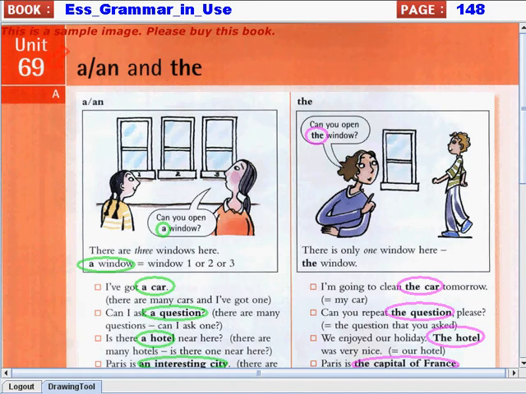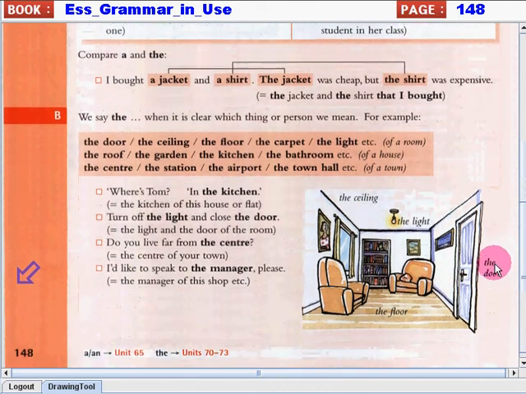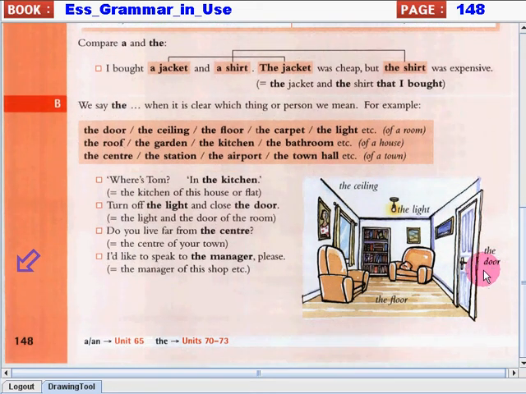Today we will continue our discussion on Unit 69. It's about the differences of the articles a, an, and the. Now let's go on to the second part of our discussion. We have to compare the articles a and the. Let's read this example. I bought a jacket and a shirt. The jacket was cheap, but the shirt was expensive.